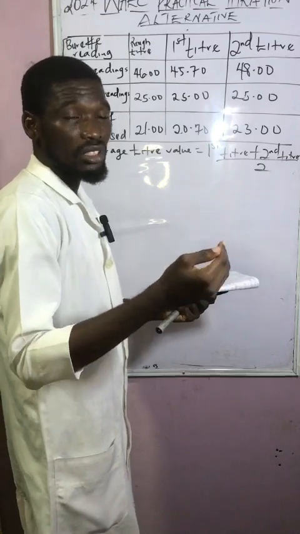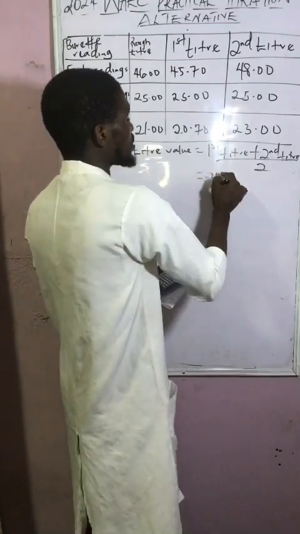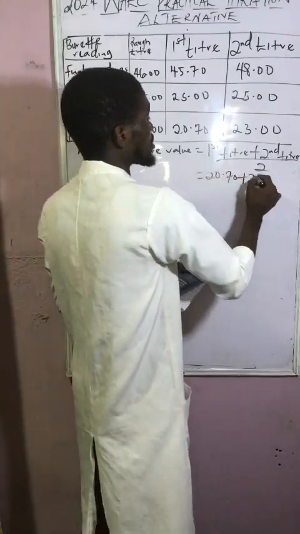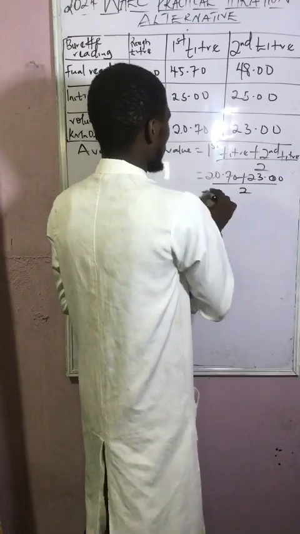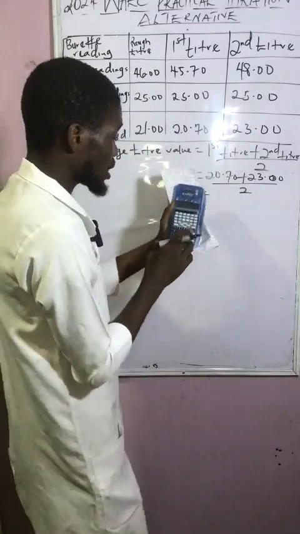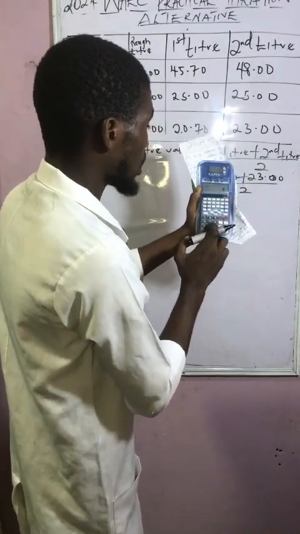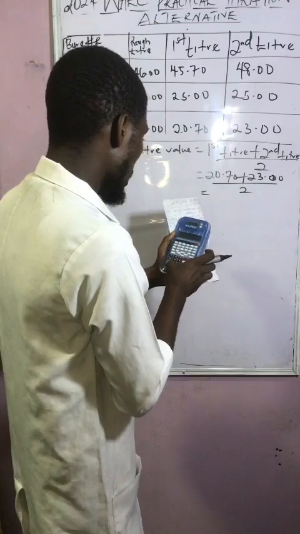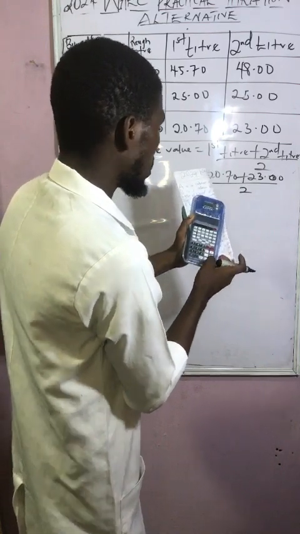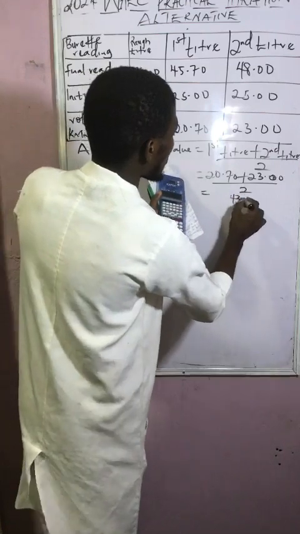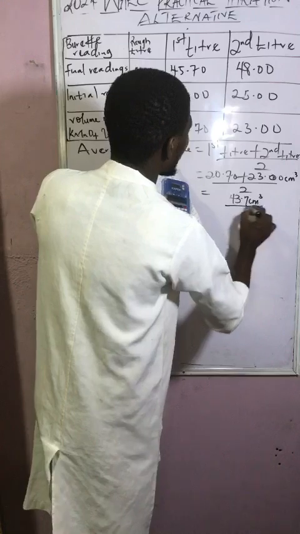Don't forget, I told you guys that this particular video is telling you the likely corrections and alternatives to the upcoming WAEC examination. So with this now, I can say that I have 20.70 plus 23.00 divided by 2. 20.70 plus 23.00 gives 43.70 cm cube. Please don't forget your cm cube here. Divided by 2.